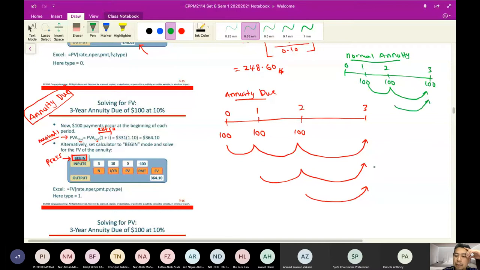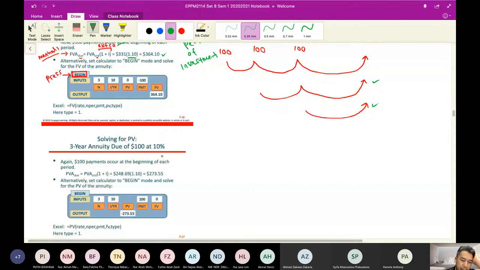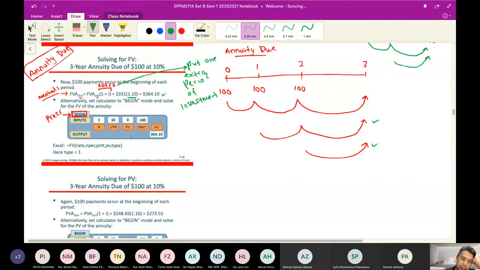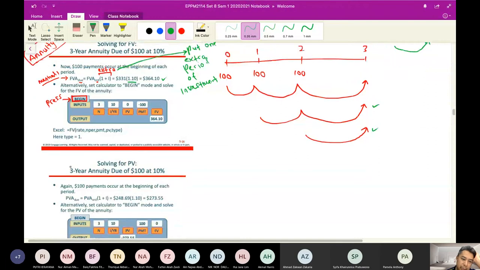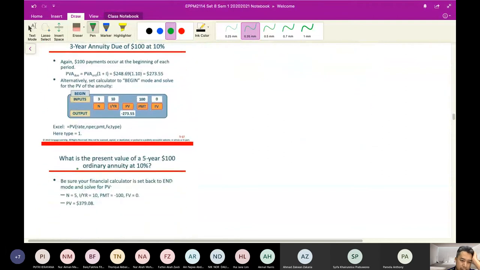So there is someone missing. You got this one, you got this one. However, this one is missing one extra period. So one extra period is missing. So that's one. You need to put one extra period. Over here, you need to times 1 plus R or 1 plus I, and the answer will be like this. Clear? So again, this is present value annuity. Annuity due from this one is future value. This one is present value. The process is the same, right?